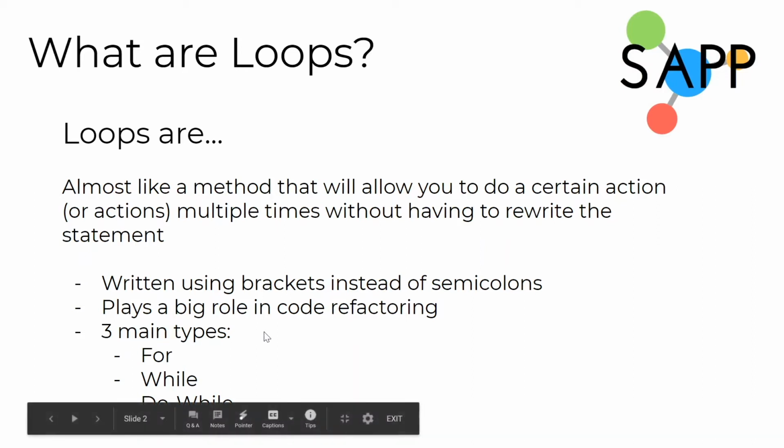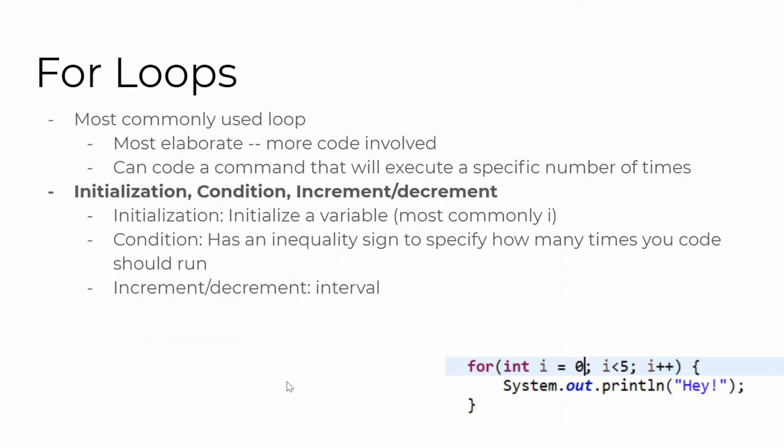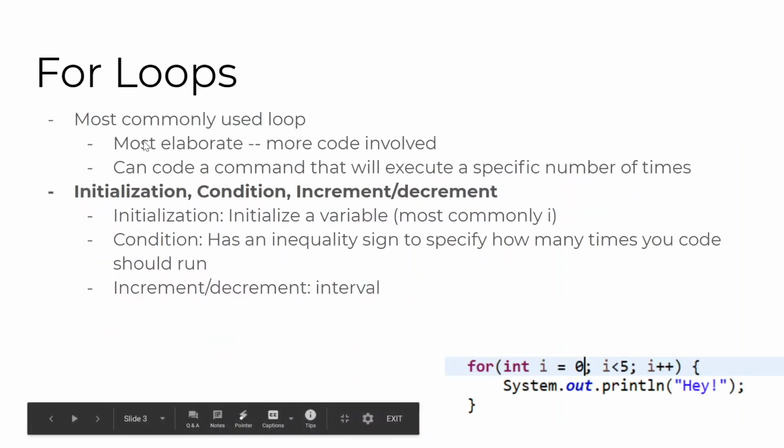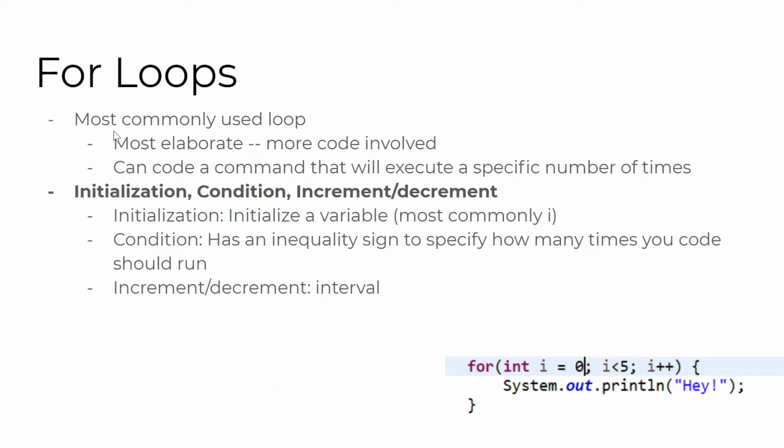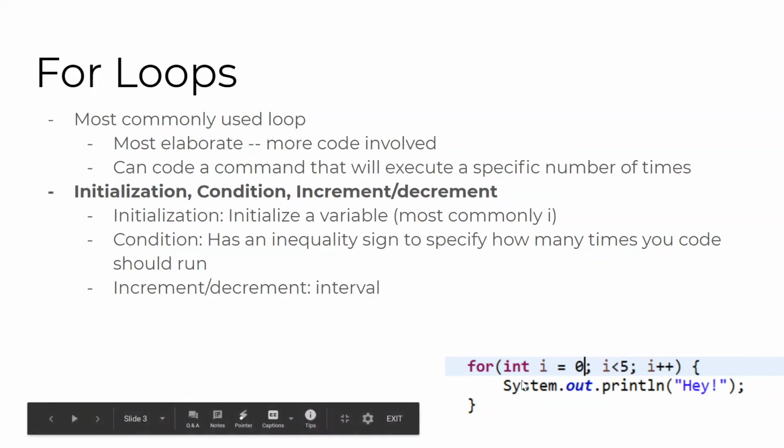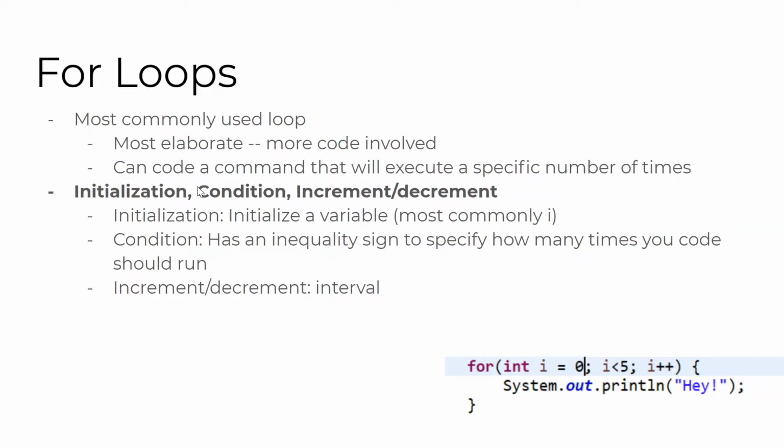There are three main types of loops. We have the for loop, the while loop, and underneath this little tab here, we have the do while loop. Now, first, let's go over the for loop. The for loop is probably the most commonly used loop and probably the most elaborate, meaning that there's more code involved, as you can see over here in an example. In for loops, you can code a command that will execute a certain number of times, which you'll be able to change, of course.